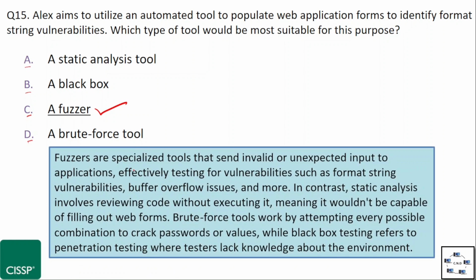Fuzzers are specialized tools that send invalid or unexpected input to applications, effectively testing for vulnerabilities such as format string vulnerabilities, buffer overflow issues, and more. In contrast, static analysis involves reviewing code without executing it, meaning it would not be capable of filling out web forms. Brute force tools work by attempting every possible combination to crack passwords or values, while black box testing refers to penetration testing where testers lack knowledge about the environment.